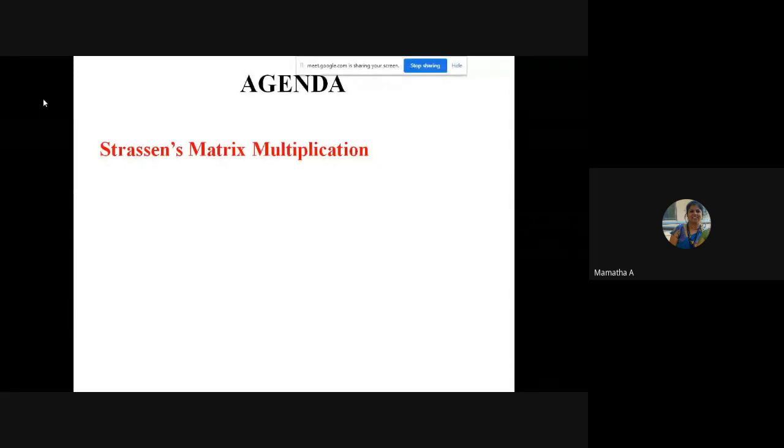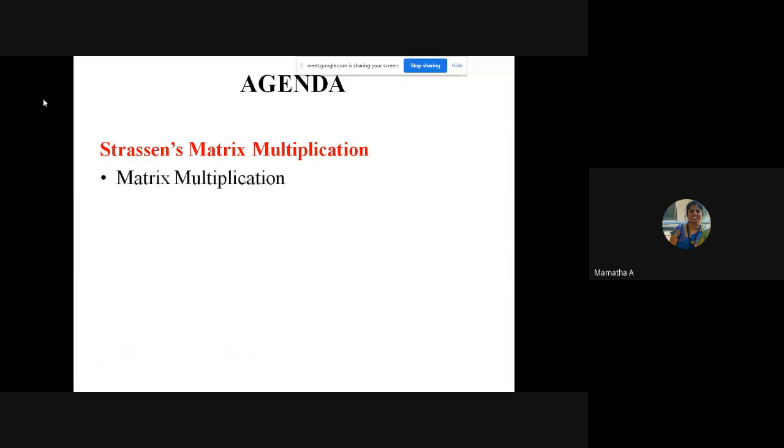Before we go for the algorithm, I have to tell you some prerequisites. The problem that I am now taking is Strassen's matrix multiplication. Actually, I have to give you the algorithm for Strassen's matrix multiplication. So before we go for the algorithm, some prerequisite is required. We will look into that in today's class.